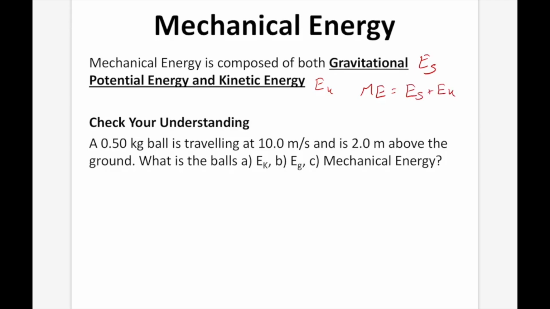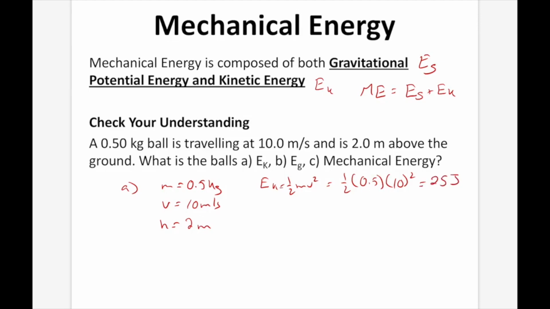Check your understanding. A 0.5 kilogram ball is traveling at 10 meters per second and is 2 meters above the ground. What is the ball's EK, EG, and total mechanical energy? Well, we know the mass is 0.5 kilograms. We know the speed is 10 meters per second. And we know the height is 2 meters. So for A, we're going to say that EK is equal to 1/2 mv squared, which is going to equal 1/2 times 0.5 times 10 squared, which is equal to 25 joules.